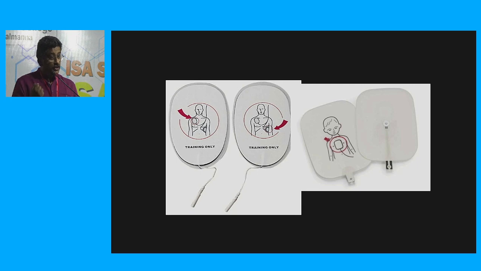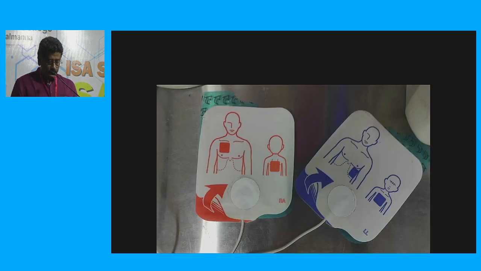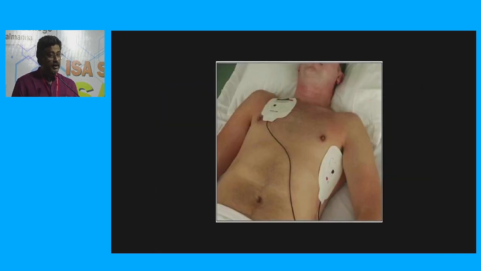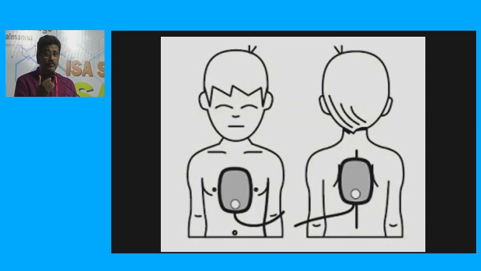But if you are using paddles, each time you will have to take it from the machine and put it on the patient. So if somebody asks you which is better, it is the adhesive pads, and there is a difference for the pediatric as well as for the adults. And where will you put it? There is the anterior lateral position, which is very common, and also anterior posterior. This is mainly for the children, so that both pads don't touch each other.